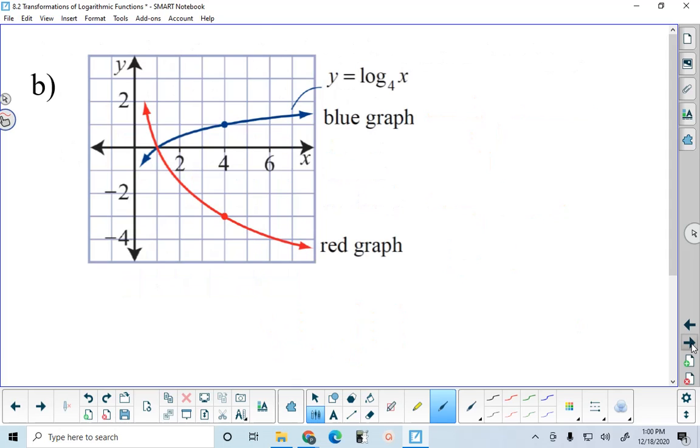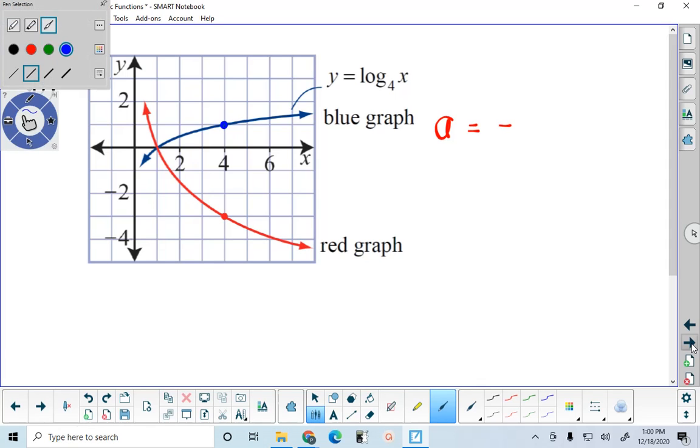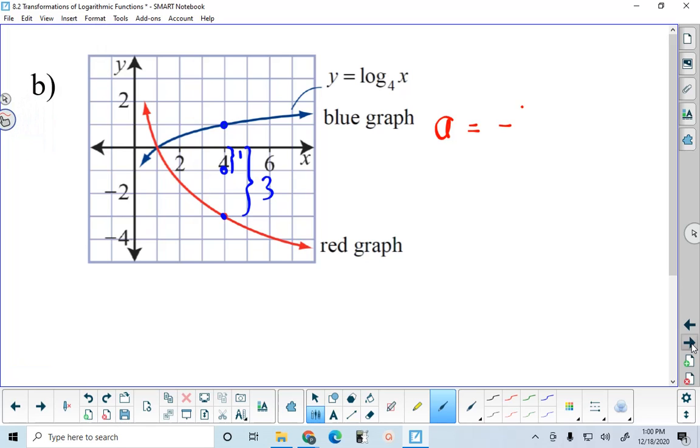Take a look at b. I think it's pretty obvious that log base 4 of x has been reflected vertically, which means that a is a negative number. I think it's also pretty obvious that when you reflect this blue point vertically, it ends up here, which is only 1 away, and yet this red point is 3 away. So not only are we reflecting vertically, but we are also stretching by a vertical factor of 3. Well, that means that the new equation is y equals negative 3 log base 4 of x. Any questions with example 3 at all?